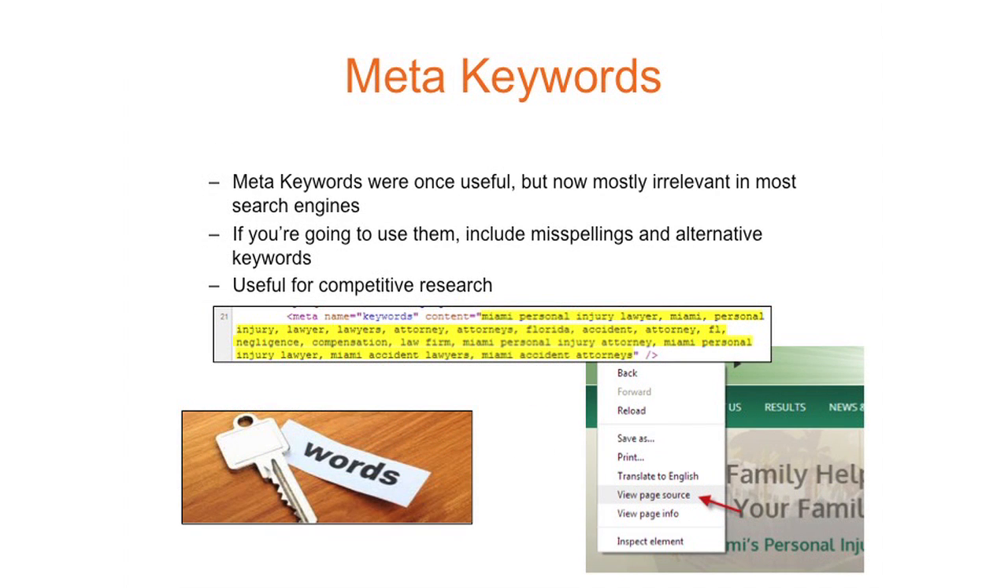Meta keywords were once useful, but now they're mostly irrelevant to the search engines. Meta keywords are used to display what you are targeting. You can include things such as nicknames, misspellings, geo-targets, and actually this area now is more helpful for competitive research.